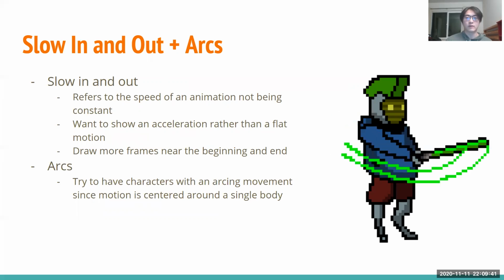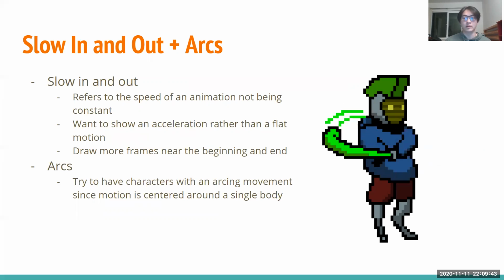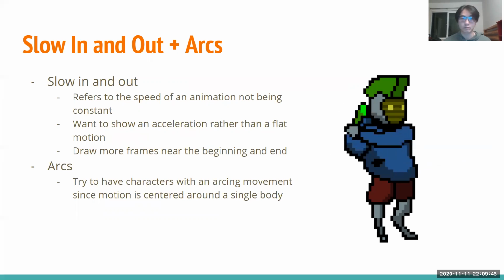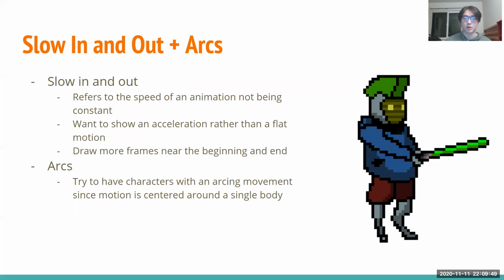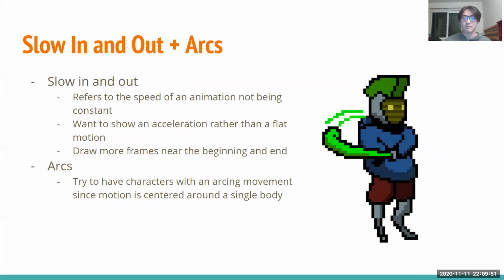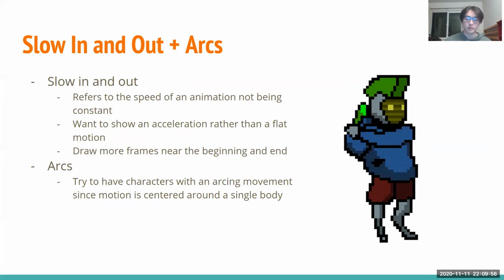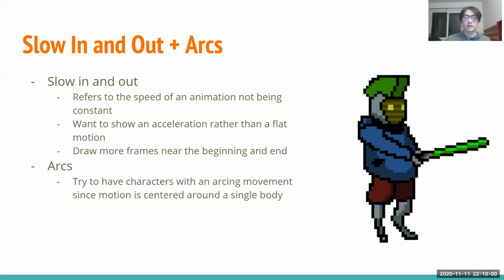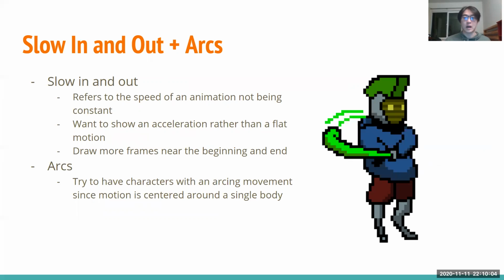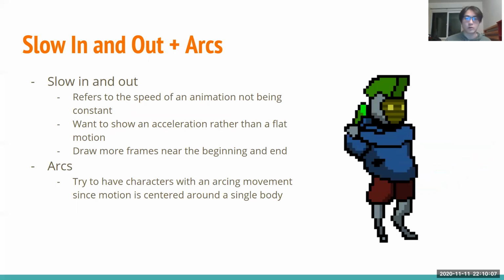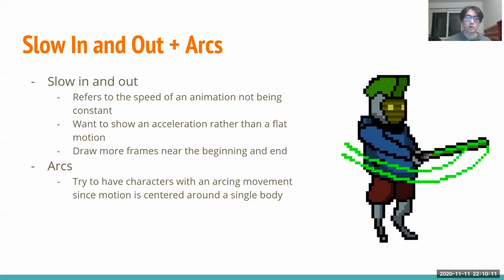For example, if you have a person running, you don't want them to start running at a constant pace. You want to have this little buildup before reaching a high speed and then maybe slowing down near the end. In order to do this, you usually draw more frames in the beginning, which will slow down the action, and then draw fewer frames near the middle to sort of speed it up. And then draw more frames again to have it slow down for a final end to the motion.